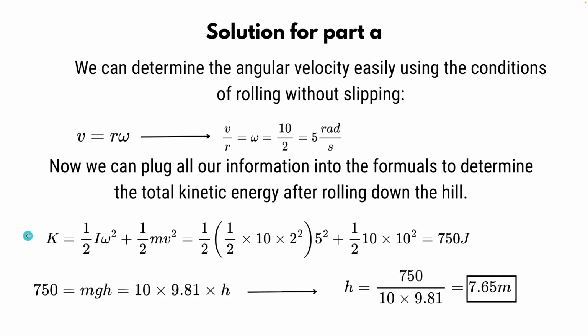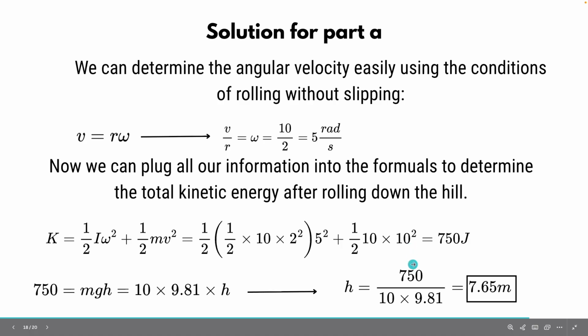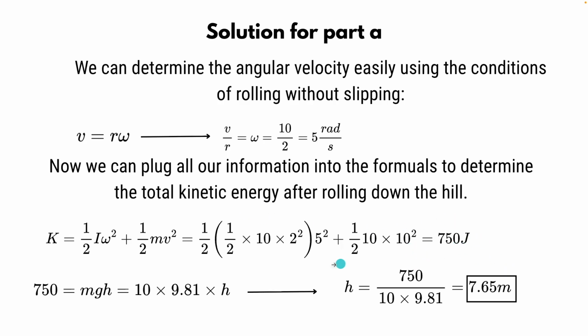Remember we said that the kinetic energy for rolling without slipping is the rotational kinetic energy plus the translational kinetic energy. I skipped a step, but the moment of inertia is 1/2 mr squared for the cylinder, and as you can see, we plugged in all our variables here. Omega is 5, m is 10, r is 2, final translational velocity is 10, and we get that the final kinetic energy is 750 joules. Okay, so we have that.